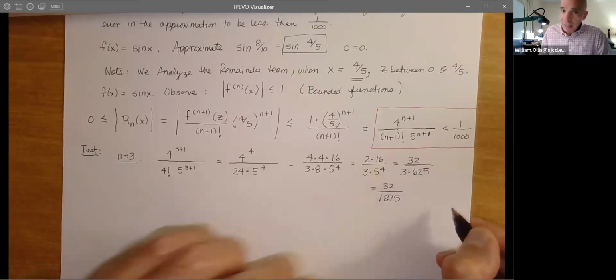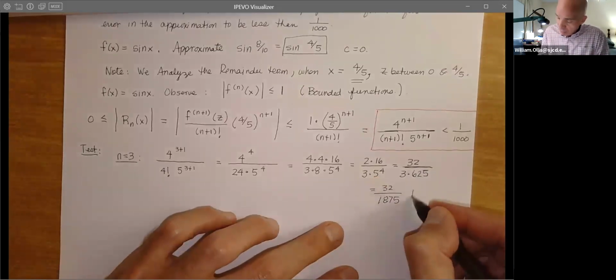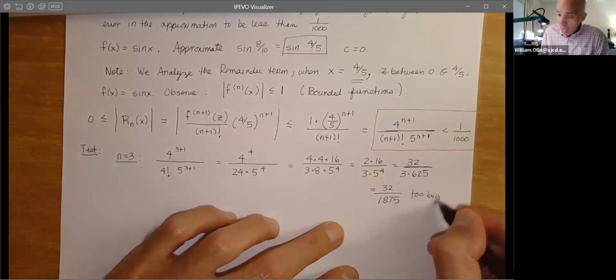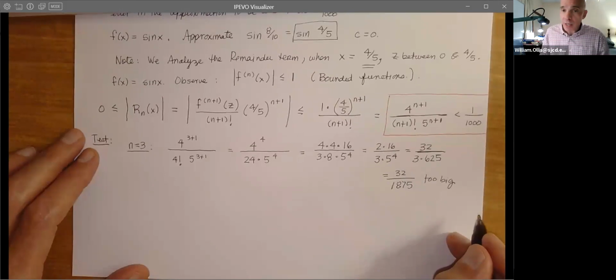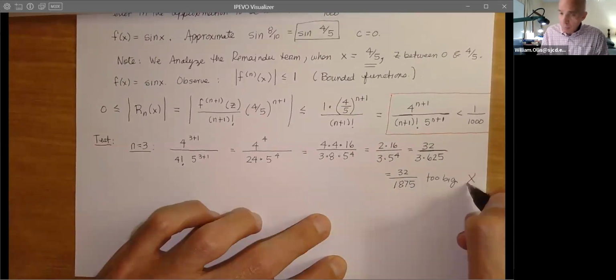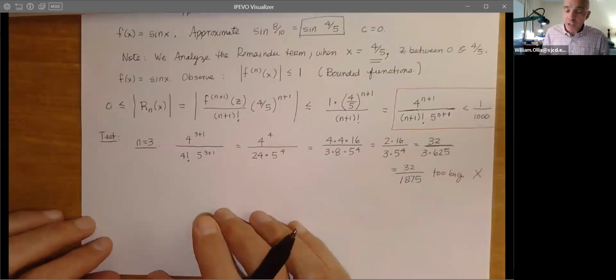But that's too big. That's not less than 1/1000. If you want to check on your Google calculator, you can, but you can see that's too big. So that won't work. Okay, let's try another one.